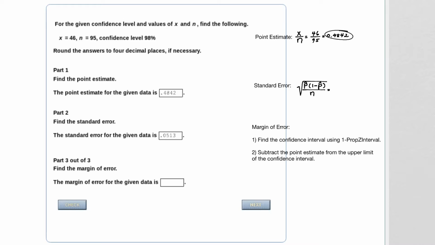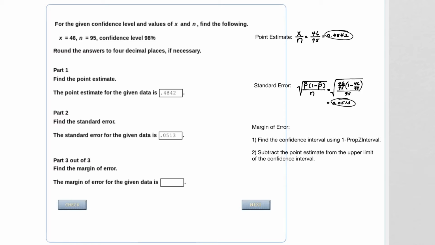So for our value of p, I'm going to put in the fraction rather than the decimal because the decimal is rounded. So I'm going to go with 46 divided by 95 times 1 minus 46 divided by 95. Then we take that whole thing and divide it by the 95 again and take the square root of that whole enchilada. And so what I get, rounded to 4 decimal places, is 0.0513. That's the answer to part 2.